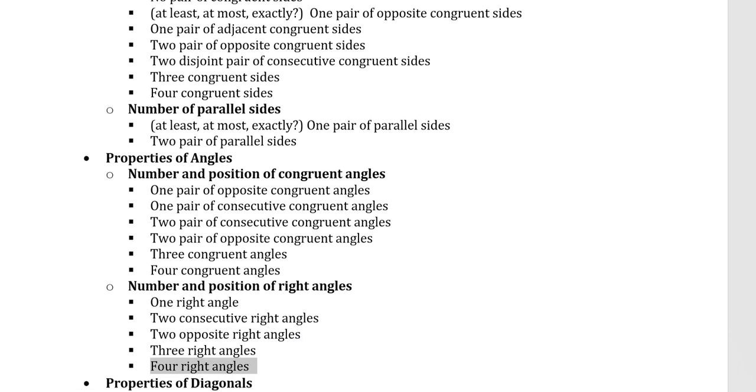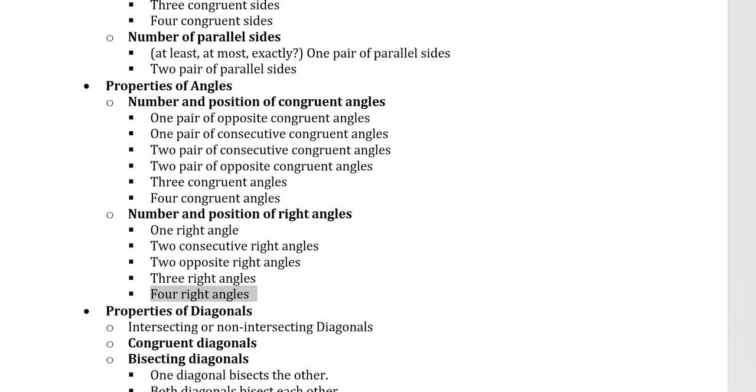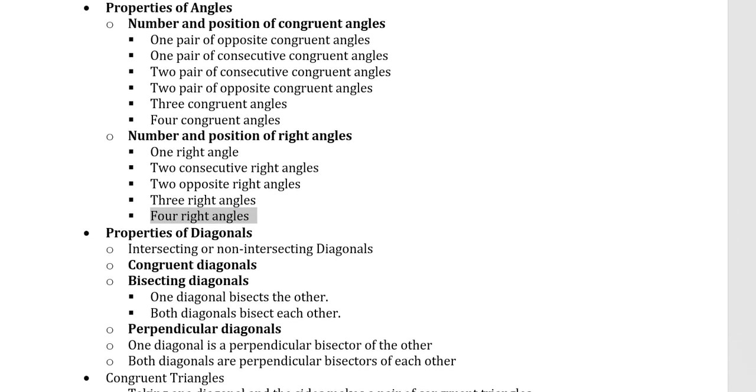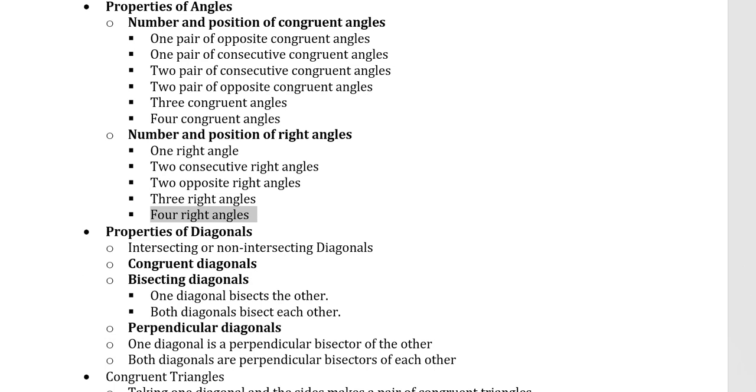Okay. Well, you have something else in quadrilaterals that you don't have in triangles, and that is diagonals. So you could talk about the diagonals either being intersecting or non-intersecting. That would be two different classes we could look at. How about if the diagonals are congruent? Might be an interesting class to look at. Or what about bisecting diagonals? What about one diagonal bisects the other? Or maybe both diagonals bisect each other.